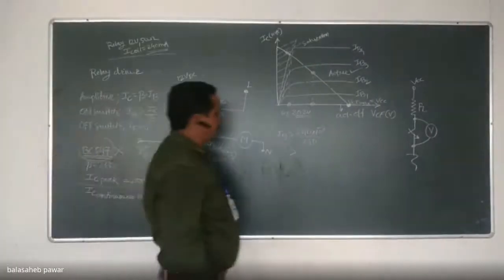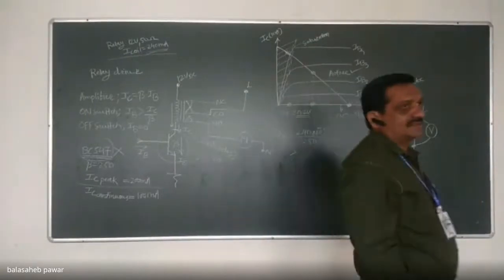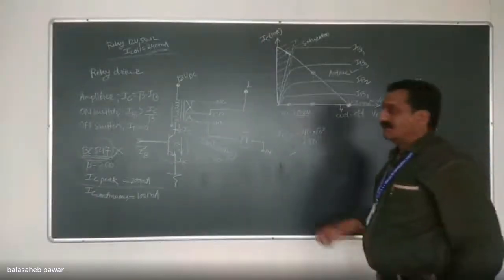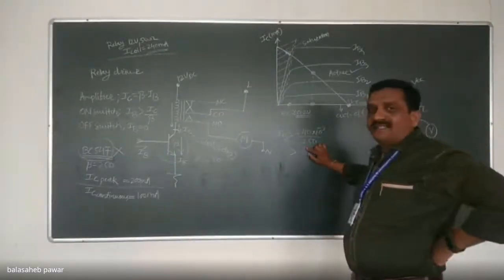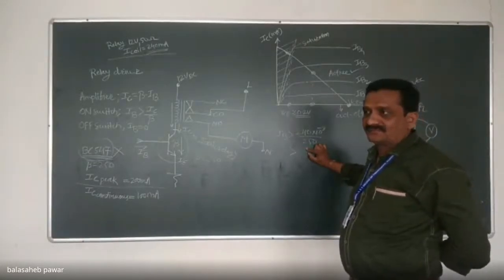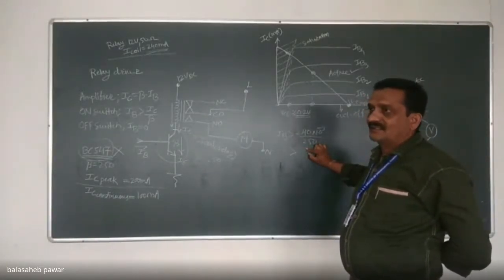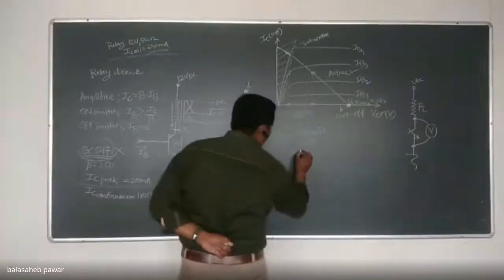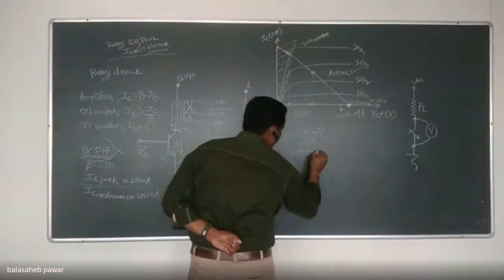So 0 point something milliamperes, right? That IB should be 240 milli divided by 250. Just let me know the answer. 9.6 into 10 raised to minus 4. Okay, so it is 0.96 milliamperes.